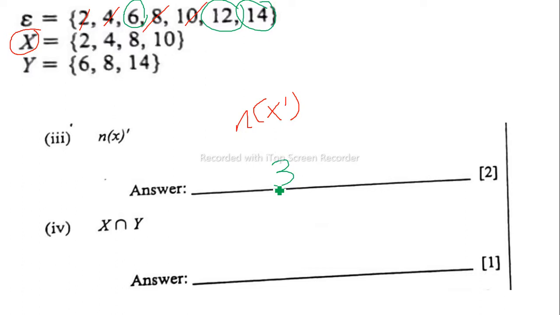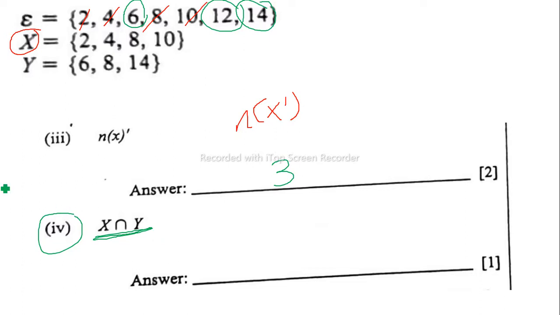Alright, so let's move forward. The next one is number 4. What does number 4 say? X intersect Y. Say it louder. X intersect Y. Very good. And so we want where X intersect Y. And what is that? That's 8. That's the numbers that they have in common, right? Yes, so that's 8.